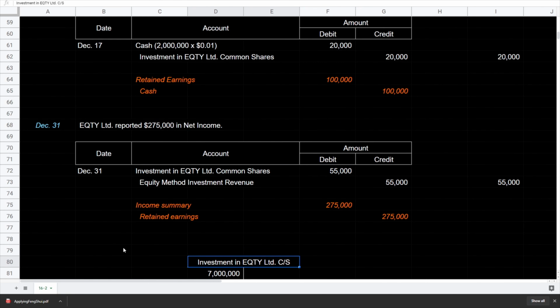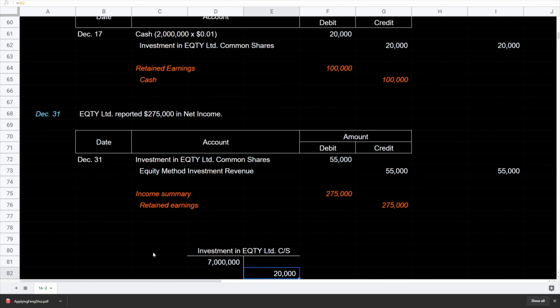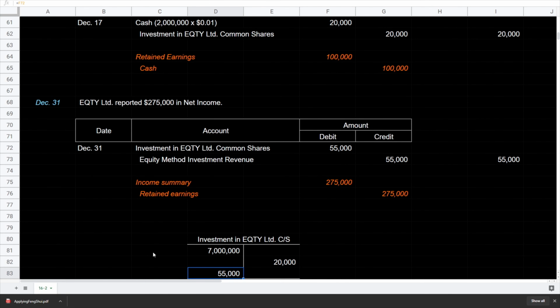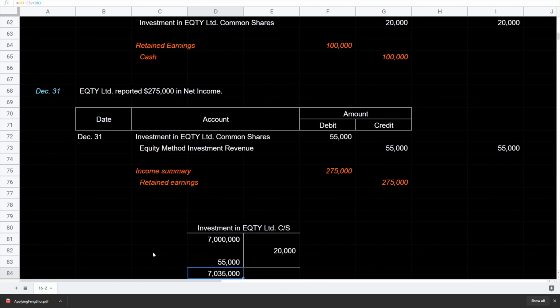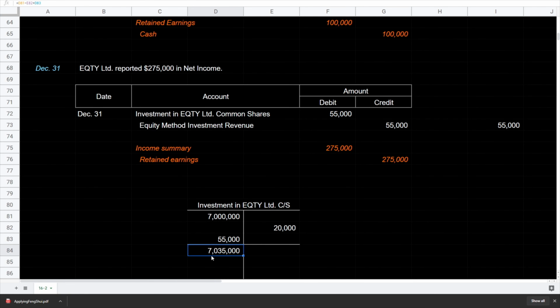We weren't asked to, but let's take a look at what our investment account would look like. We have the initial $7 million debit for acquiring the shares, and then a reduction of $20,000 for the dividend. Then an increase of $55,000 to recognize the increase in equity of the investee when the investee had net income. Now we have a total book value of $7,035,000. And this would be the book value that would be used if any of the 2 million shares that we own are sold.